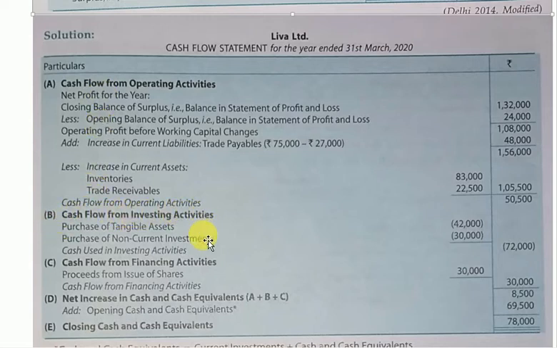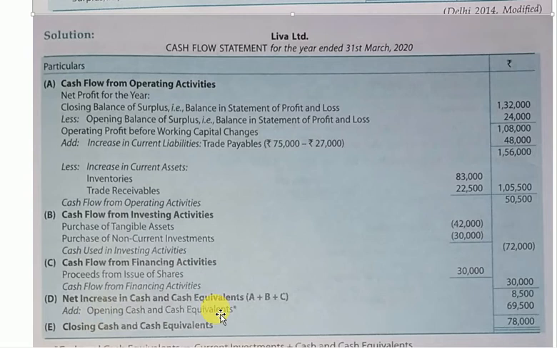Write down point number B, cash flow from investing activities. Leave at least 3 to 4 lines blank. Then write down point number C, cash flow from financing activities. Again, leave 2 3 lines blank. Point number D, net increase in cash and cash equivalent from A plus B plus C. And then leave 2 lines in between and write down point number E, closing cash and cash equivalents. That means cash and cash equivalent at the end of the year, and this was cash and cash equivalent in the beginning of the year.